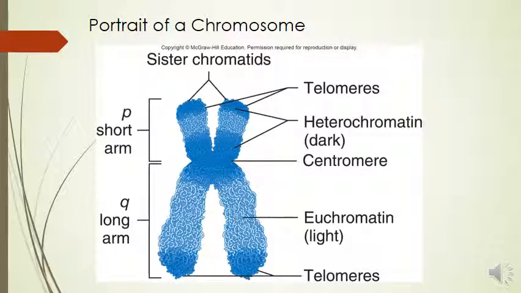If we look at this chromosome, we can see that the shorter upper arms here are called the p arms. We have the telomeres here at the end. We have the heterochromatin, and we also have the centromere. The p arm is called p arm because it is French for petite. The long arm, or the q arm, is the longer arm. And here you can see some euchromatin. And again, you see the telomeres.